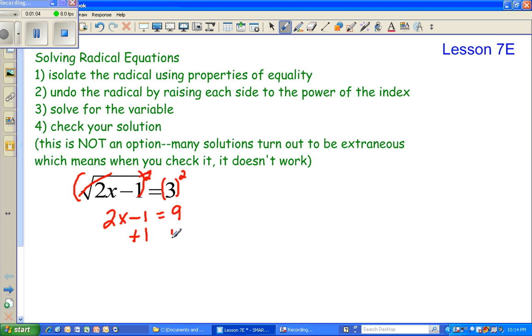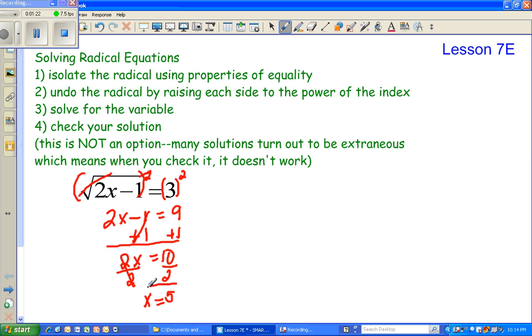So then we're just going to solve this equation. You get 2x equals 10. Divide by 2. And you figure out that x is equal to 5.